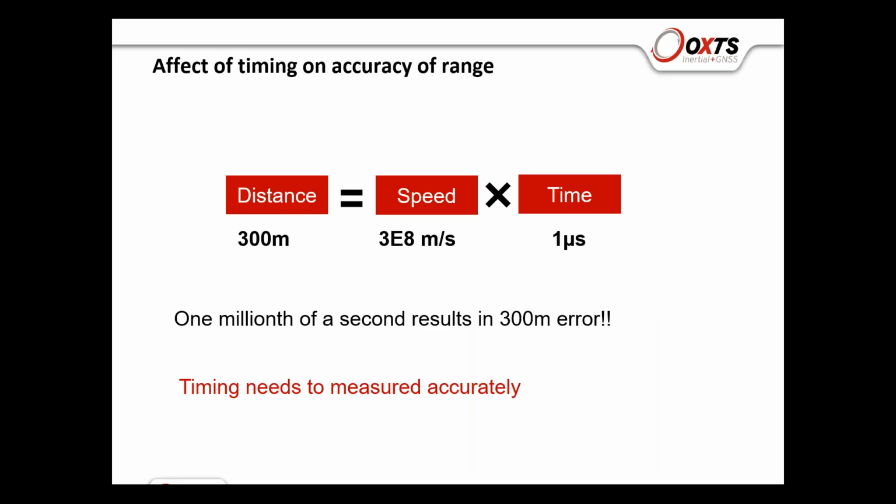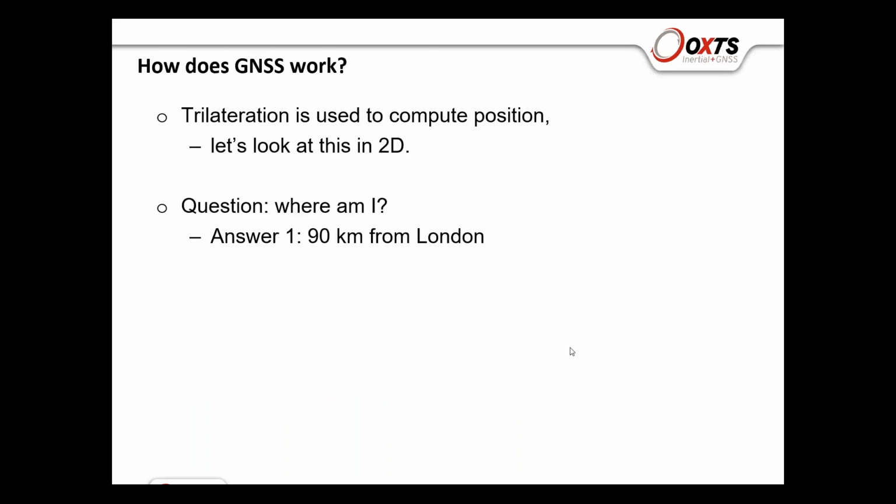We need to measure time really, really accurately. If I told you that measuring time to a millionth of a second, you'd say that's pretty accurate, but that could potentially result in up to a 300-meter error. So how do we actually use that information? Well, GNSS computes position by using something called trilateration.